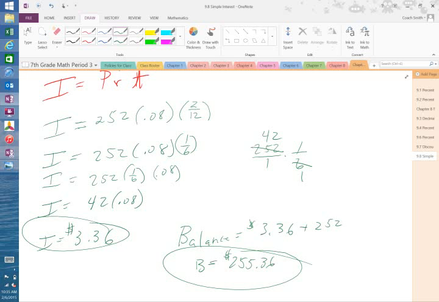Okay. Well, if I increase this 252 by 10, that would be 2,520, right? Well, then I'm going to move that decimal one place to the left. So it'd be $33.60. If I go to $25,200, then that's going to change to $336. If I go to $225,000, that's going to change to $3,360 for 2 months.